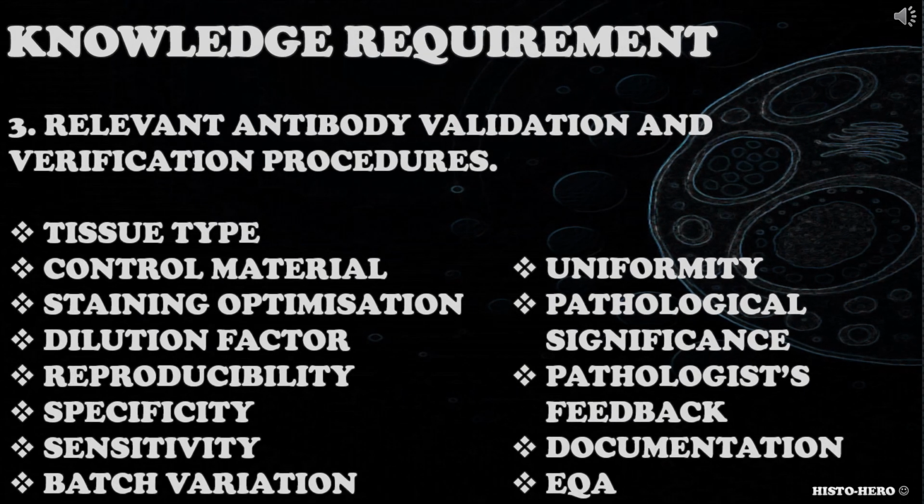The third knowledge requirement is for you to know the relevant antibody validation and verification procedures. What steps would you take to validate and verify a new antibody? Consider tissue type expressing relevant markers, control material, staining optimization, dilution factor, staining reproducibility, specificity and sensitivity, possible batch variation, pathological significance, pathologist's feedback, relevant documentation and EQA schemes available.